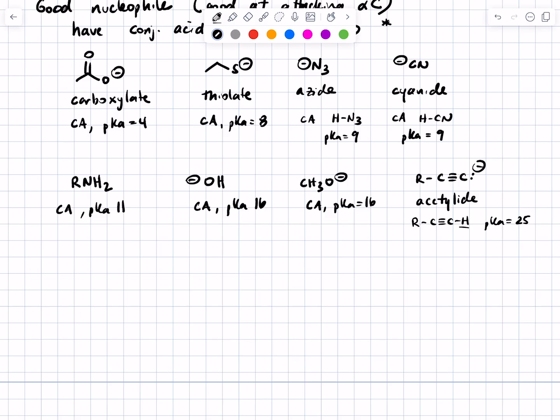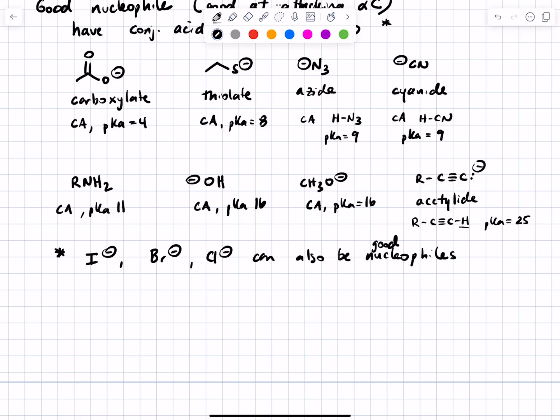Okay, basically anything whose pKa of conjugate acid is greater than 0. Now I'm going to add an asterisk here because I minus and Br minus and Cl minus can also be nucleophiles. That's not so important in chapters 7 and 8 because we're dealing with them as leaving groups. But we're going to see later on in Chapter 9 that we can use them as nucleophiles. So just keep that in the back of your mind that those halides can be good nucleophiles. What do a lot of these have in common? Most of them have negative charges, though the amines are neutral and are still good nucleophiles.